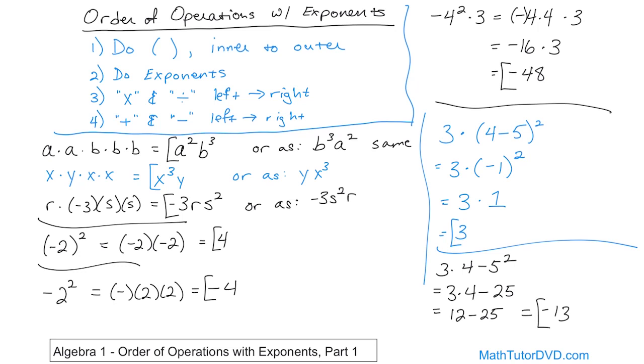Make sure you understand these, and then follow me on to the next lesson. We'll do a bunch of other problems to give you practice with this order of operations concept now that we know about exponents in algebra.